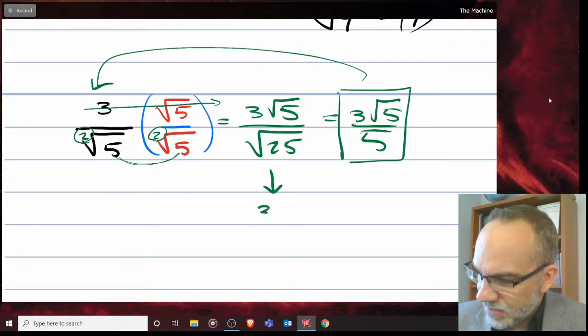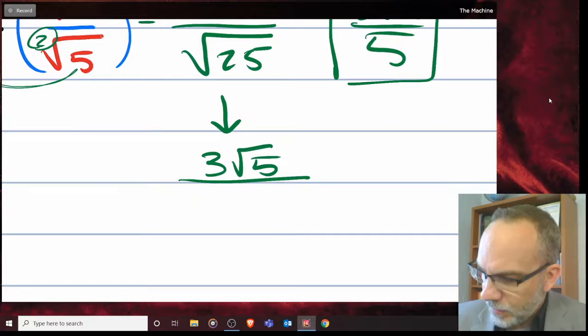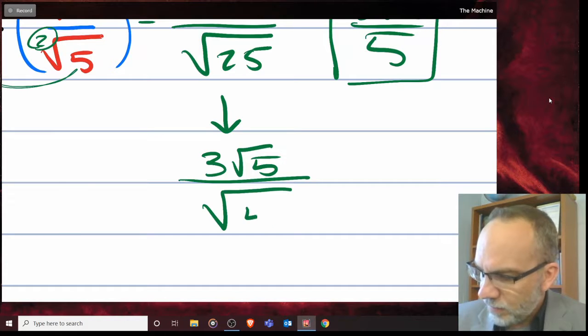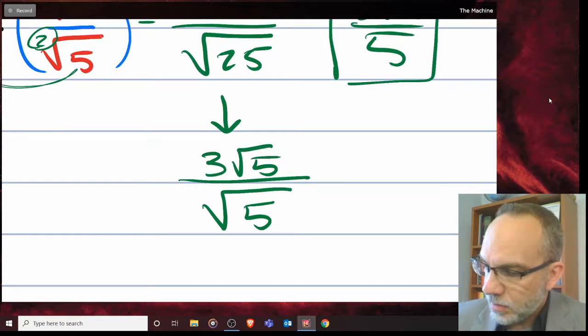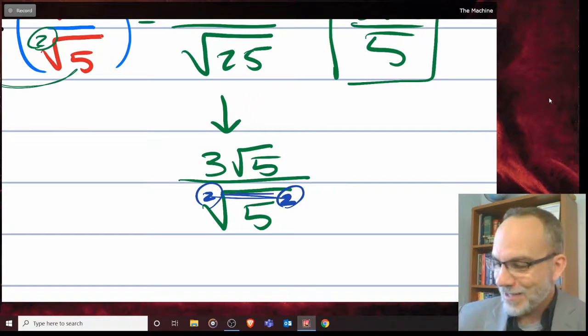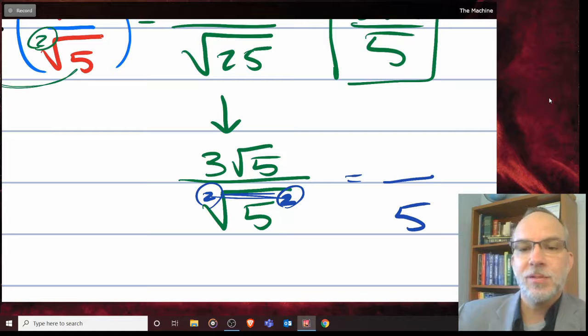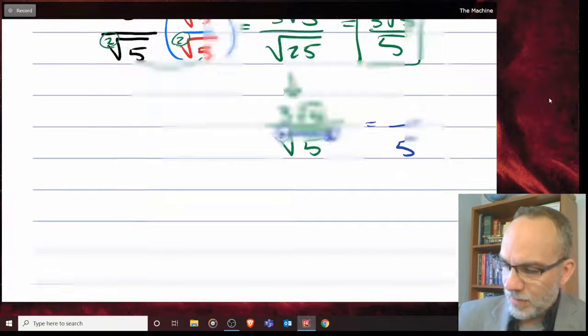Another way to think about this step right here, you can think about it like this. It's 3 times the square root of 5 divided by the square root of 5 squared. And look, the indexes match, right? So when the indexes match, the radical cancels, and I just get out my denominator with the base, 5. Okay? So now let's talk about this one.